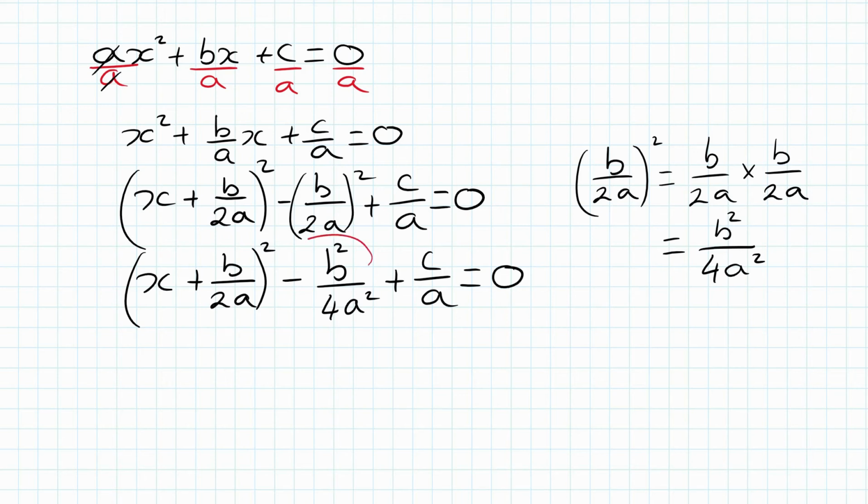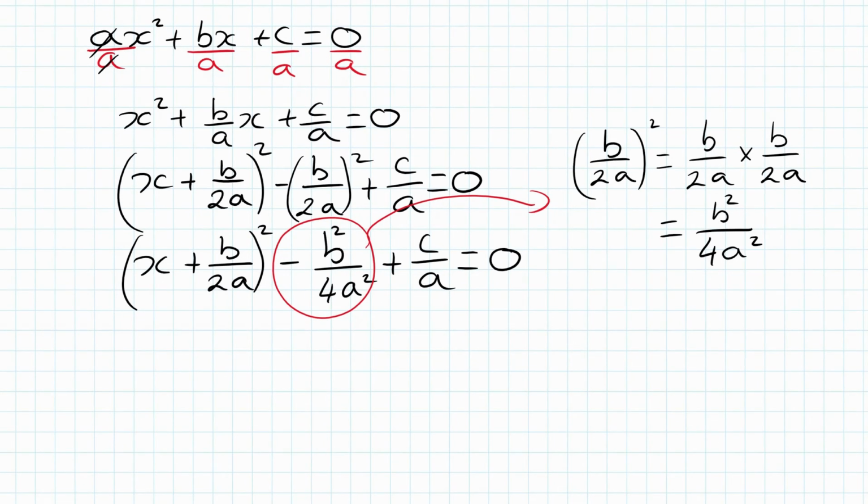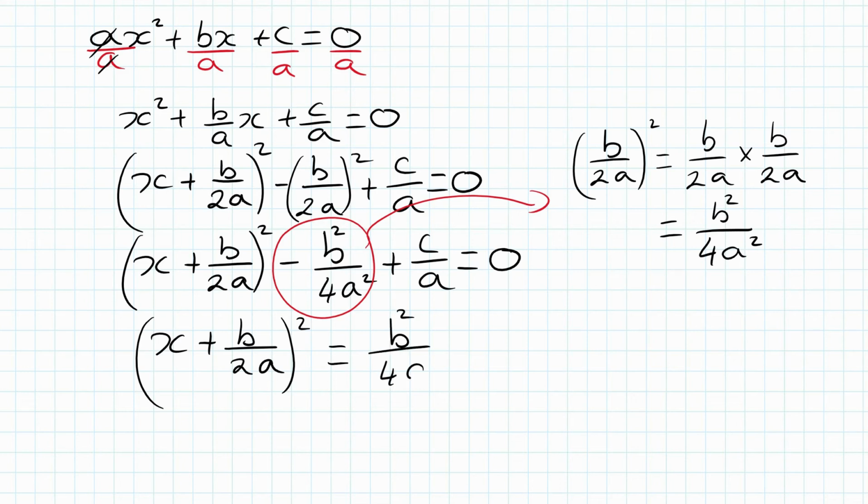So now I bring this term on this side, and I bring this term on that side as well. So I bring the negative b squared over 4a squared on that side, it becomes positive. So now that becomes x plus b over 2a all squared is equal to b squared over 4a squared, and then these terms are moved on this side, becomes minus c over a.